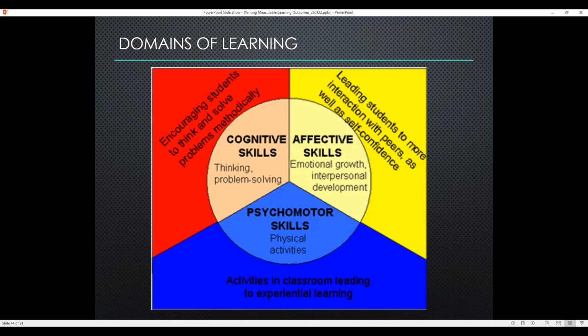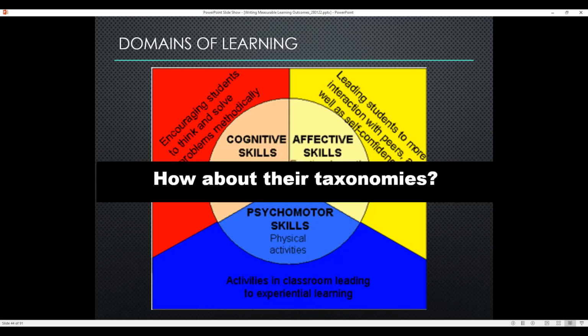Okay, now just to remind you, yeah, when I said that in a course you can actually have more than one domain, that doesn't mean that in one course learning outcome you have more than one domain, yeah. One course learning outcome is only one domain. So if your course has maybe 3 course learning outcomes, then you might have 1 that is cognitive, 2 that is cognitive, 3 is psychomotor. But you cannot have 1 that is cognitive and psychomotor, okay? Only 1. All right, just to make sure that you are clear on that. Now, what about their taxonomies?